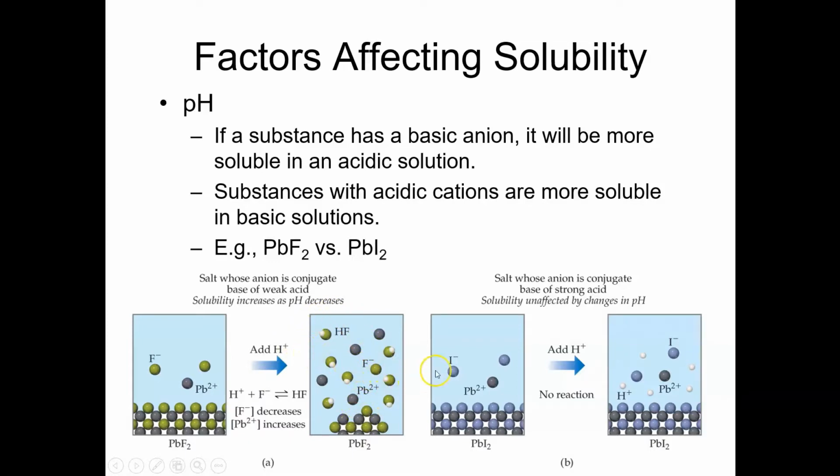that are being reacted away by the H+. By contrast, iodide, because it's the conjugate base of a strong acid, is not a base, or it's a negligible base. And therefore, when I put H+ into a lead iodide solution, nothing's going to happen, because those protons will not react with the iodide, will not remove those iodides from solution, and therefore will not drive the reaction forward.